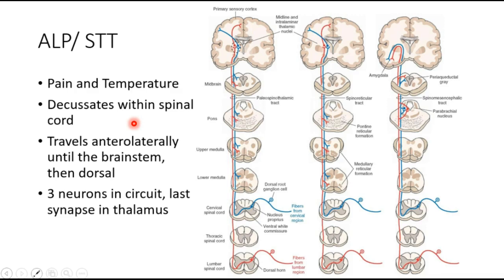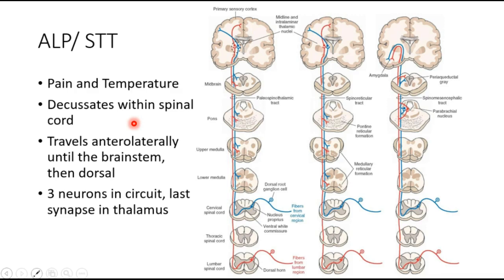This neuron is actually going to decussate. Remember that anterior white commissure we covered last week in the spinal cord. So your second order neuron actually decussates within the spinal cord, pretty much right where that spinal nerve came in. I am simplifying here, but this is at the level of the spinal nerve is where it decussates.